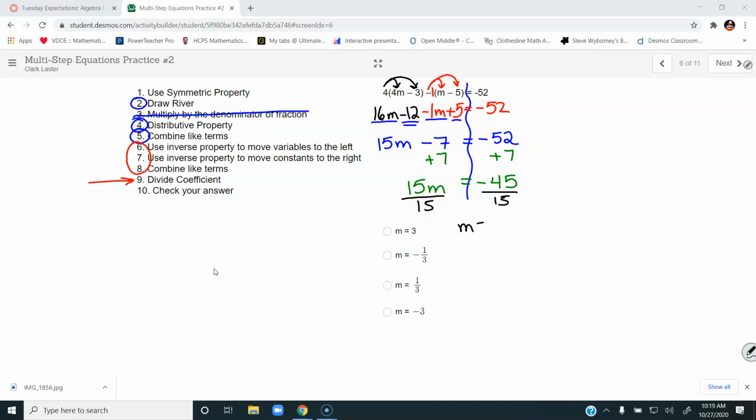And m equals negative 3. All right? And so I believe that to be the answer. Let's go into here and see how we did.